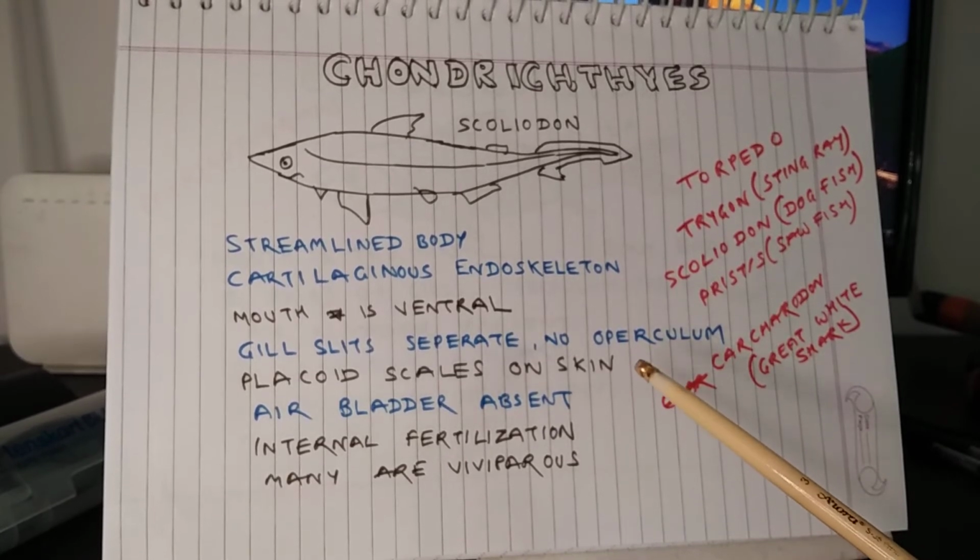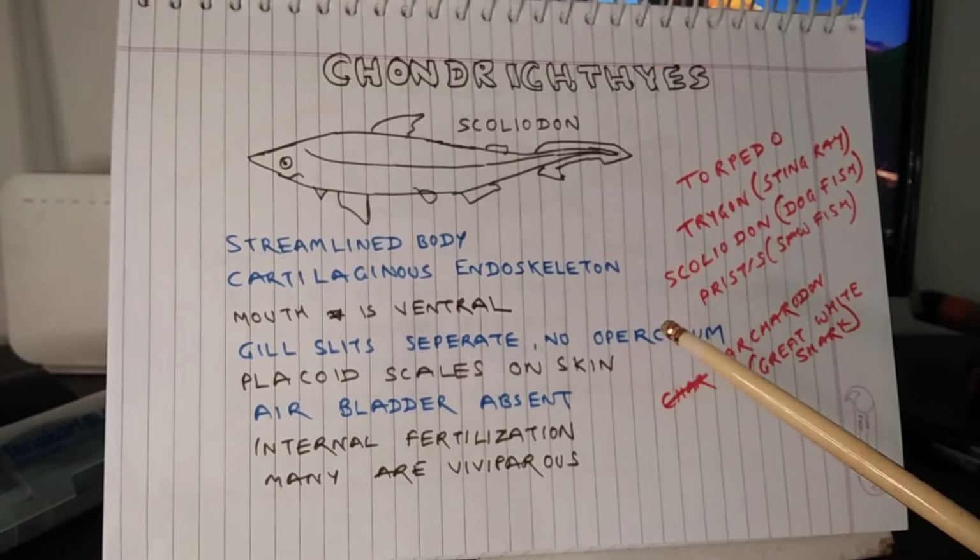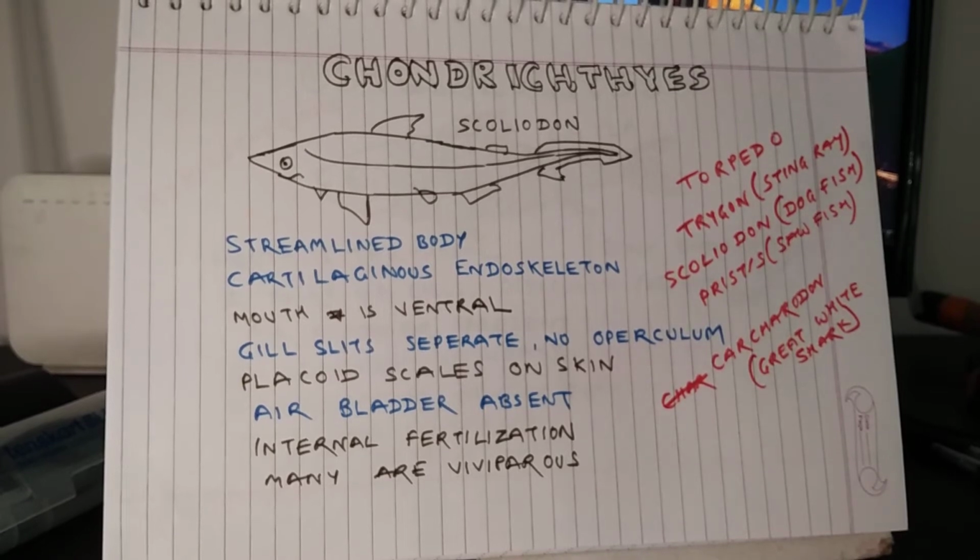Fertilization is internal, and many of these animals are viviparous, which means they give birth to live babies. The remaining animals are oviparous and they lay eggs.